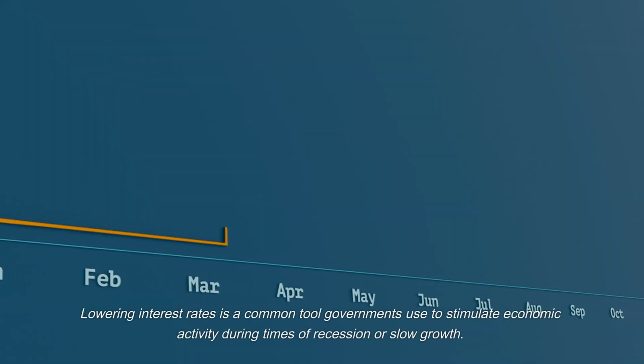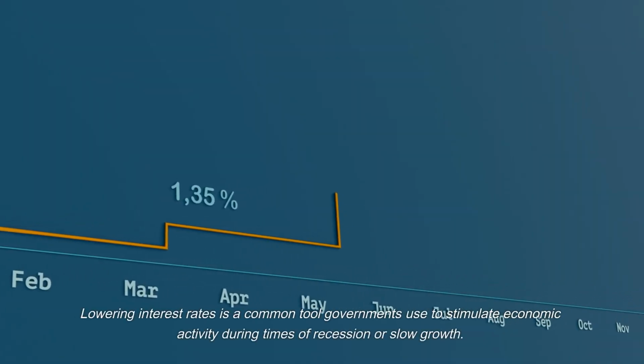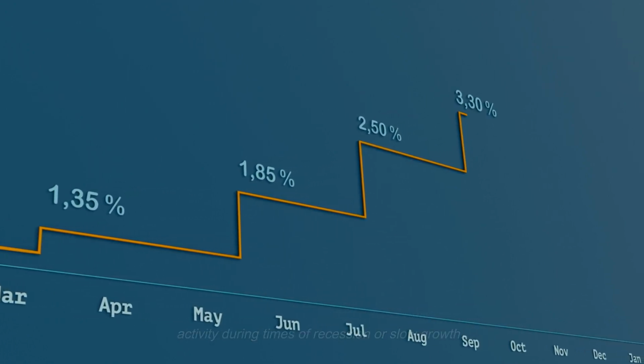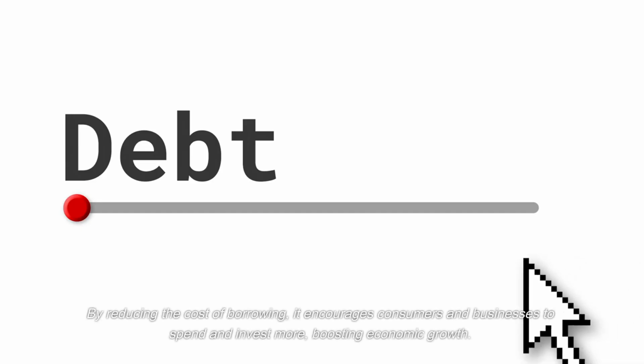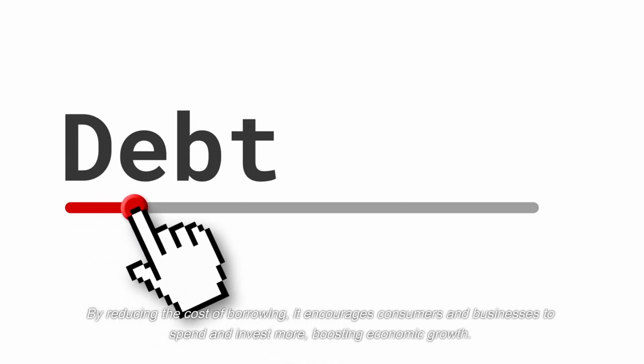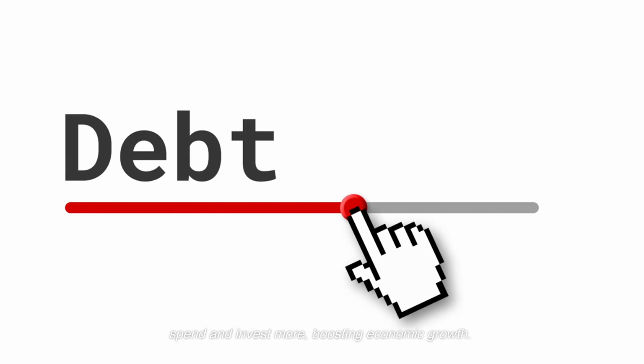Lowering interest rates is a common tool governments use to stimulate economic activity during times of recession or slow growth. By reducing the cost of borrowing, it encourages consumers and businesses to spend and invest more, boosting economic growth.